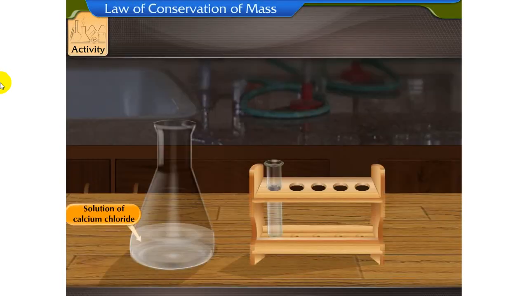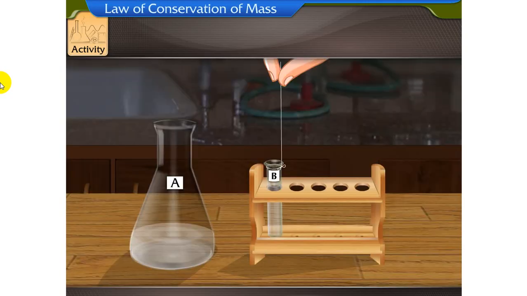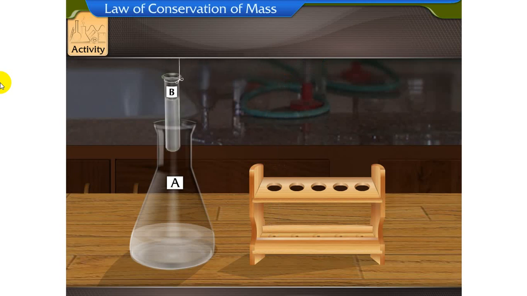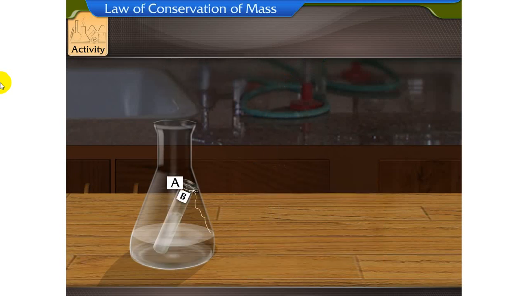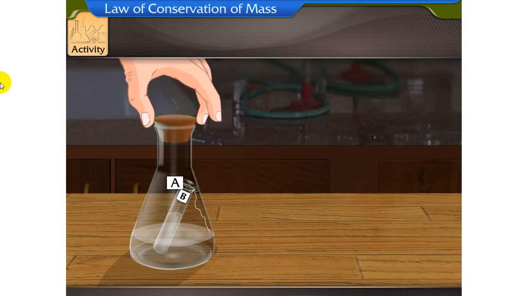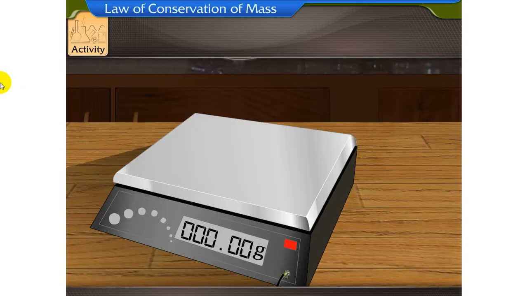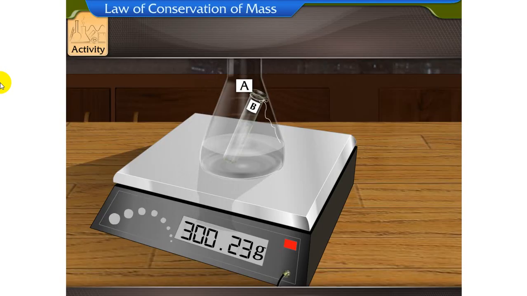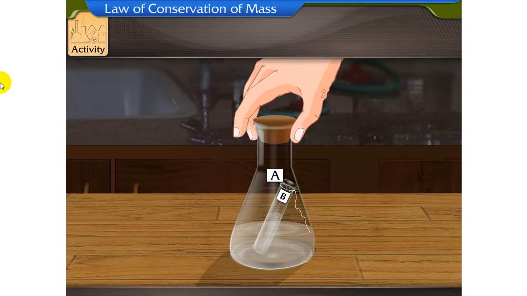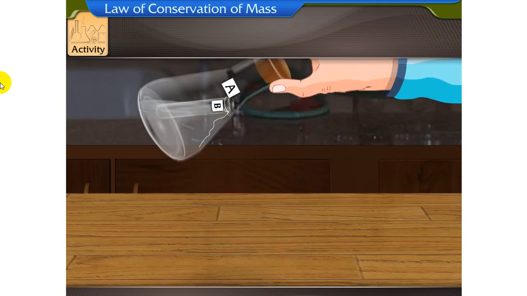Take a solution of calcium chloride in a flask labeled A and a solution of sodium sulfate in a test tube labeled B. Tie a thread to the test tube and carefully lower it in the flask. Cork the flask to make it airtight. Now weigh the flask on a balance. It weighs 300.23 grams.